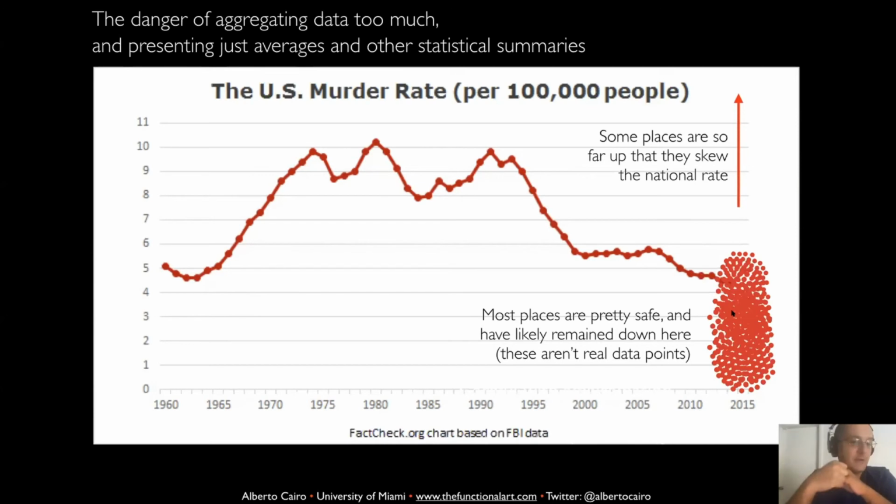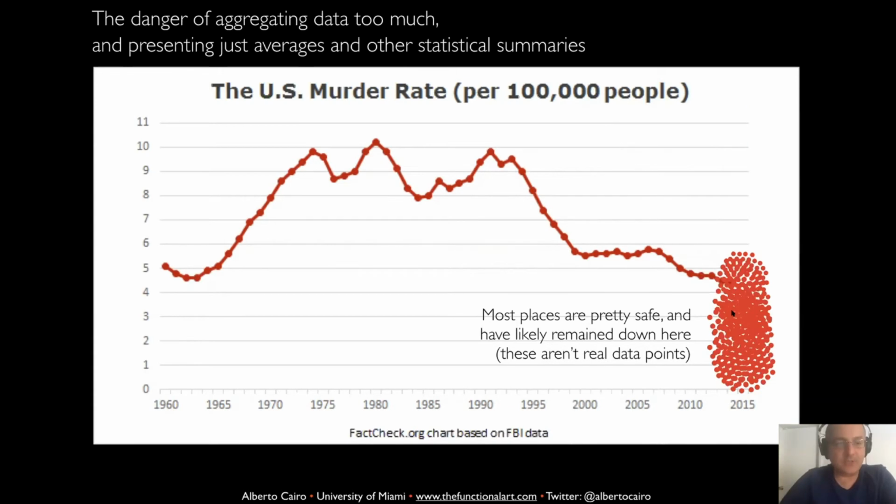If you took them out, something that we should not do, obviously, because those are people dying, the national murder rate would stay the same, or it probably would even go down. I don't know. I have not analyzed this data. But the fact is that these outliers are a key element to tell this story.